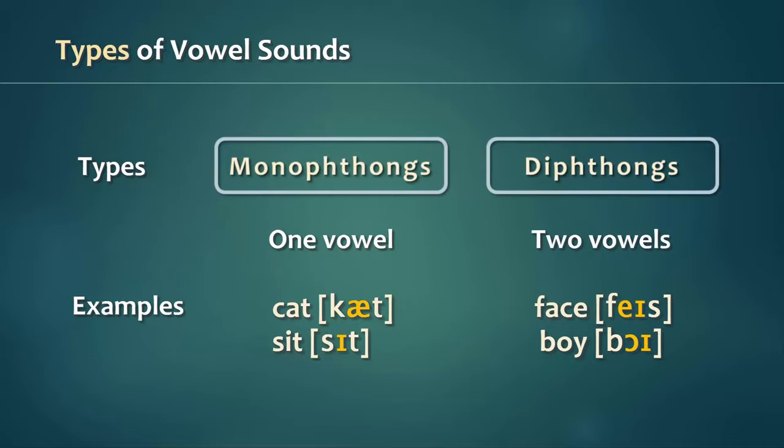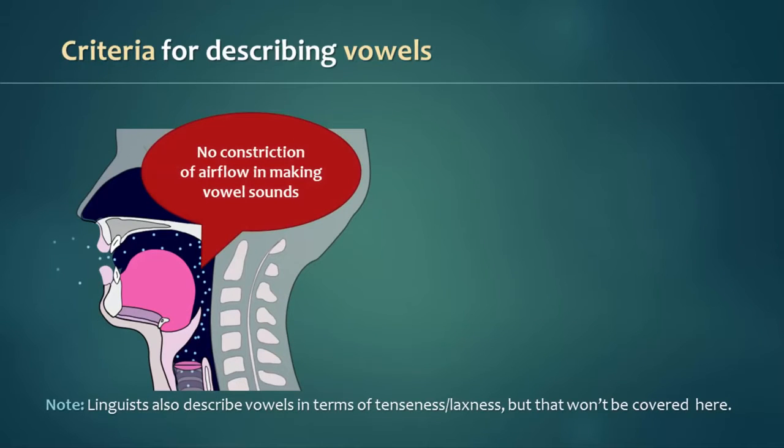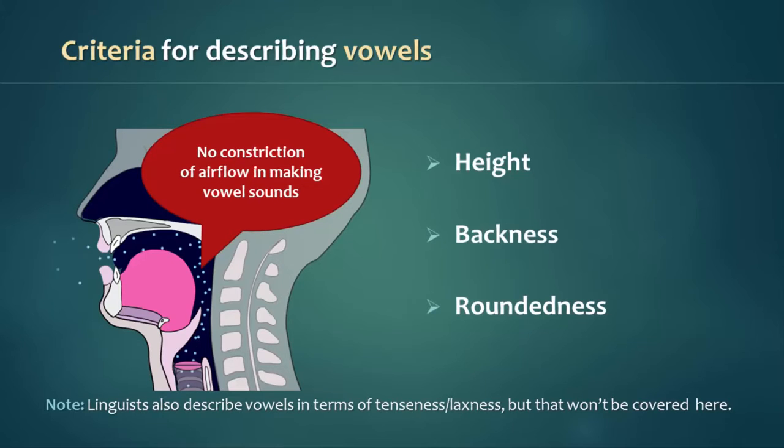Now, when linguists are describing vowel sounds, we have to rely on a different set of criteria from what we used in describing consonants, because, remember, vowels do not involve a constriction of airflow in the vocal tract, so our tongue doesn't approach an anatomical landmark like they do with consonants. So the three criteria that linguists use when describing vowel sounds are height, backness, and roundedness. Let's talk about each of these in turn.